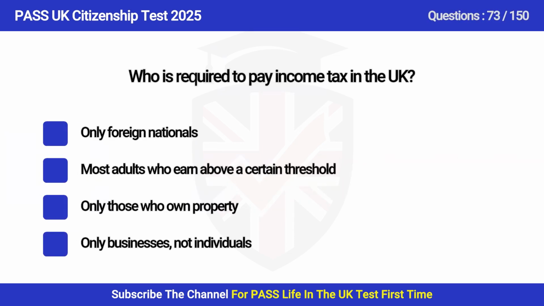Question 73. Who is required to pay income tax in the UK? A. Only foreign nationals. B. Most adults who earn above a certain threshold. C. Only those who own property. D. Only businesses, not individuals.